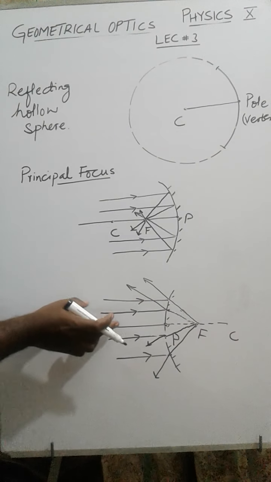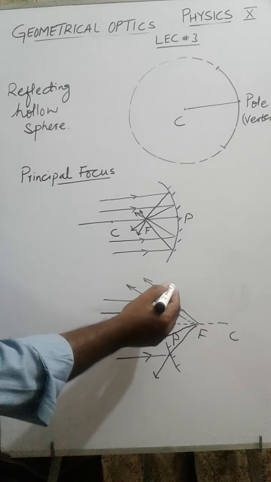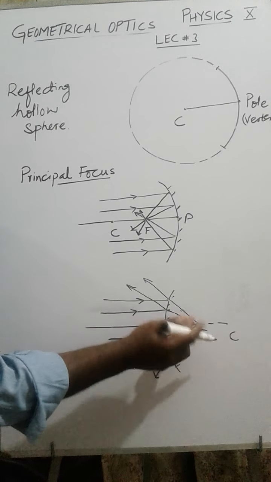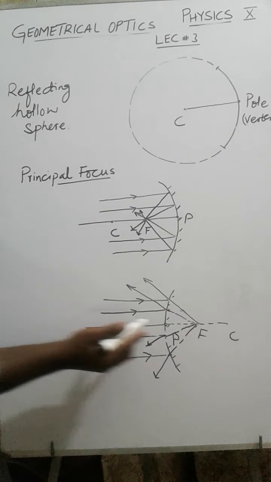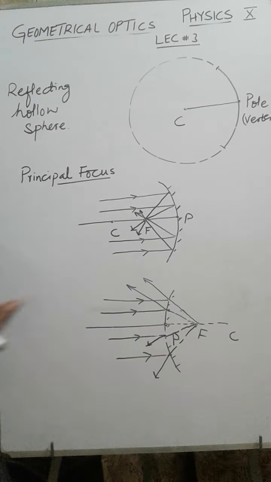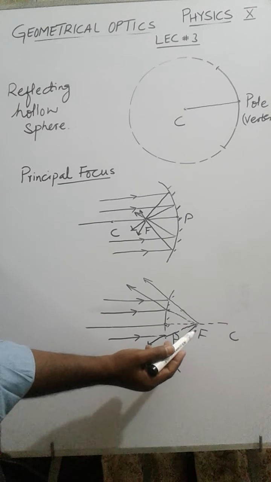Now rays of light parallel to the principal axis, after reflection from a convex mirror, appear to come from the principal focus. Here in the concave mirror the rays actually converge, while here they appear to come from F. So this is known as the virtual focus of the convex mirror.